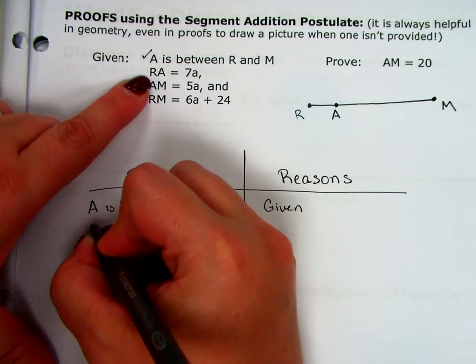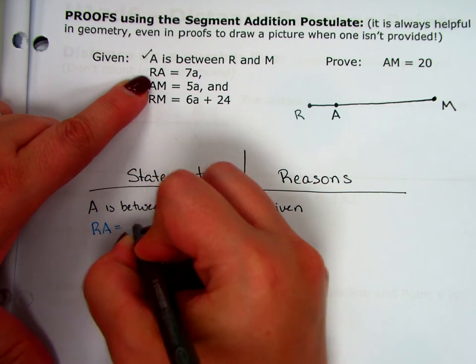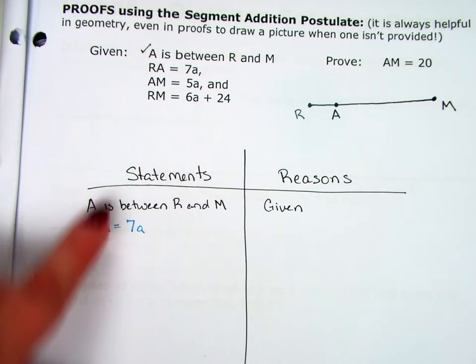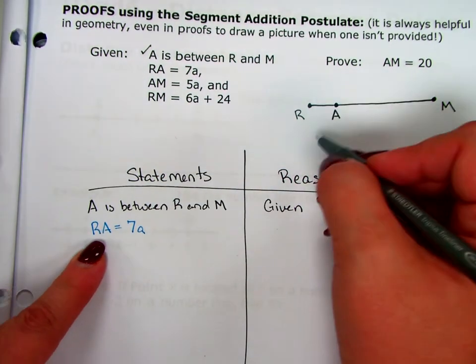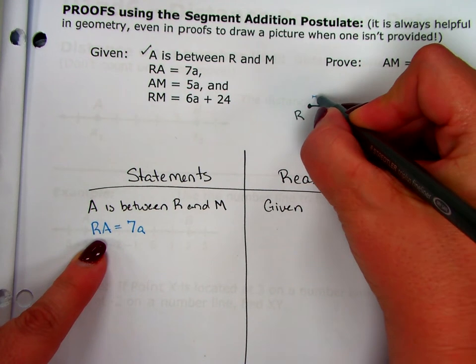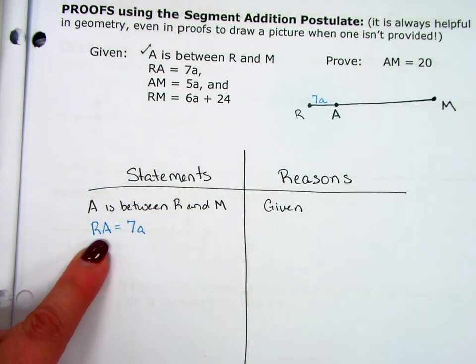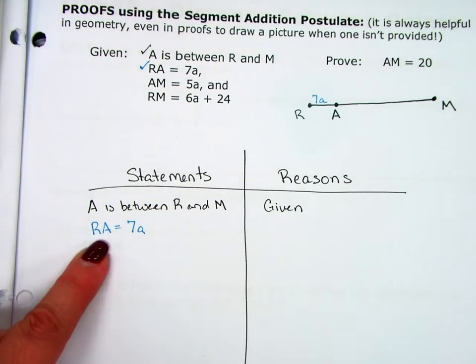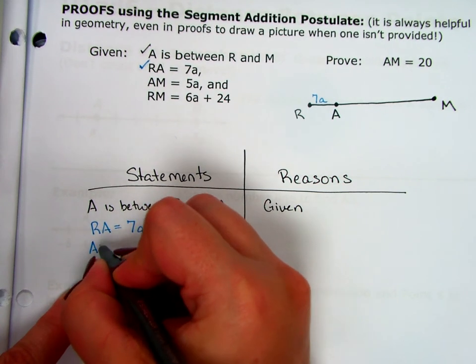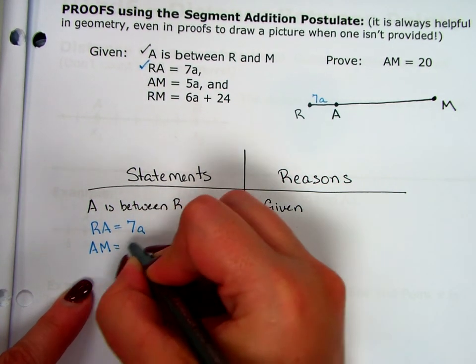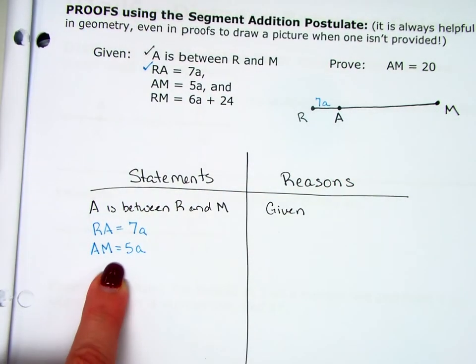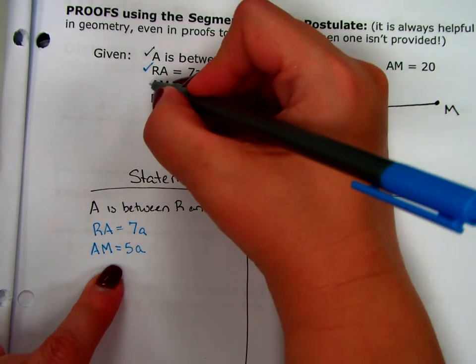So RA equals 7A. Notice there's capitals and lower cases, and those are important. As I write it in my proof, I also like to label my picture: RA is 7A. And then sometimes I'll even check it off over here so I remember I used it. AM equals 5A. Do I put the word "and" next to it when it's in the proof? No, because it's a separate line, so I'm not technically making a list.